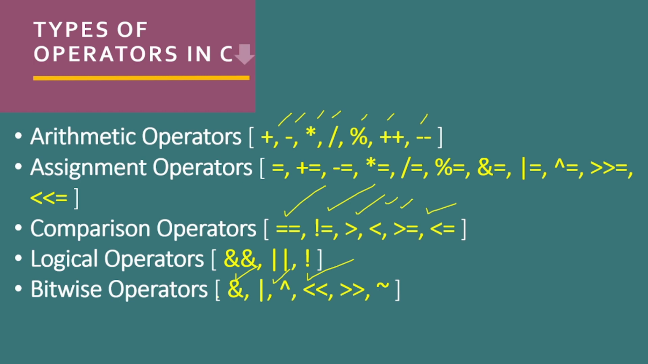And then we have bitwise operators. These operators perform operations on bits. So this is bitwise AND, bitwise OR, bitwise XOR, left shifter, right shifter, and negation, or you can say complement operator, which complements the value, 0 to 1 and 1 to 0.